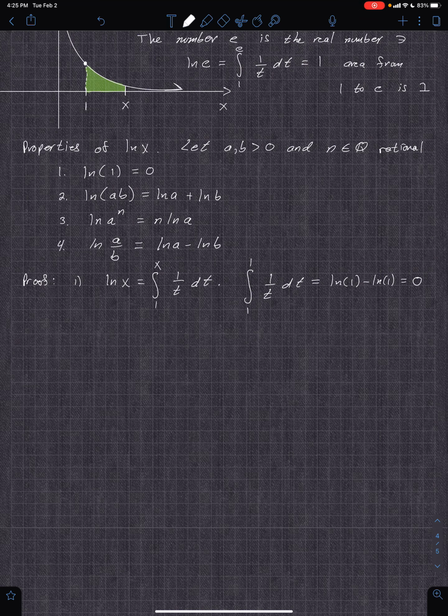Okay, 2, let's do 2. 2 is basically the... what am I doing on 2? Okay.